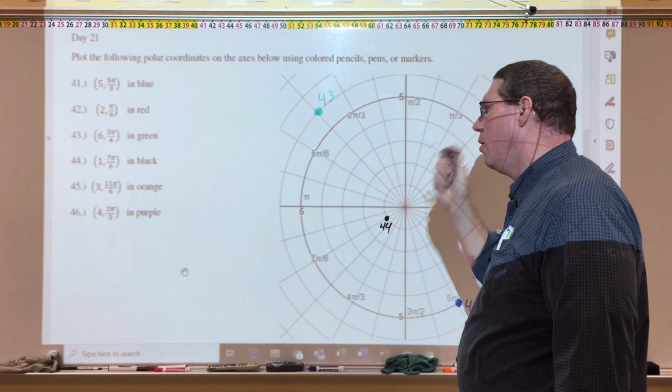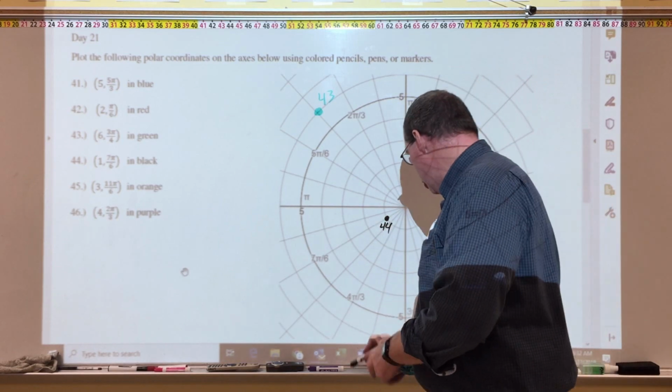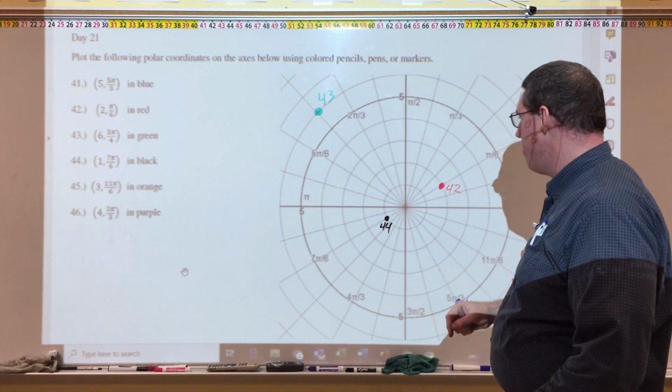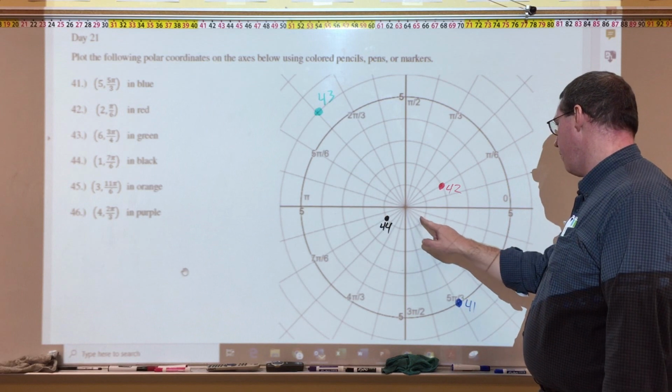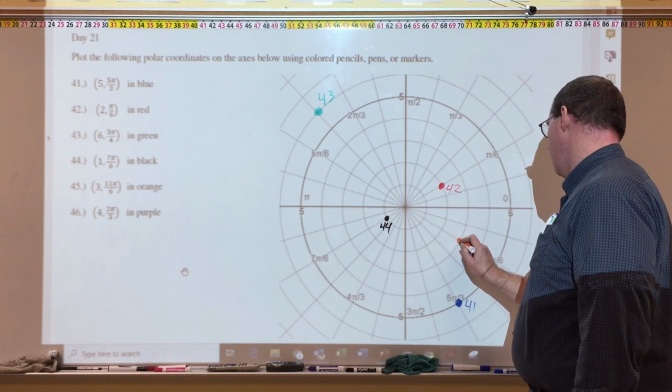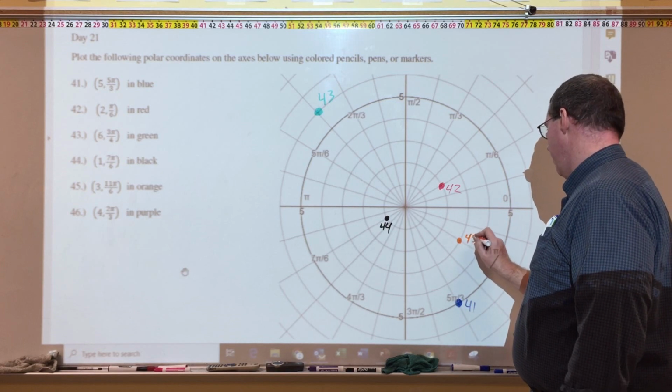Okay. And now question number 45 is going to be done in orange. Grab an orange marker. 11 pi over 6 and a radius of 3. So 11 pi over 6 is right here. Radius of 3 is 1, 2, 3. So 11 pi over 6, radius of 3 is right there. That's question number 45.